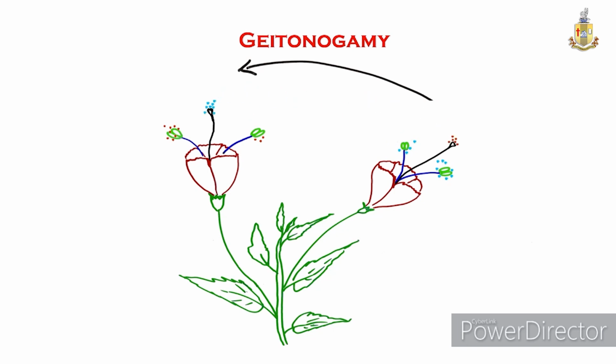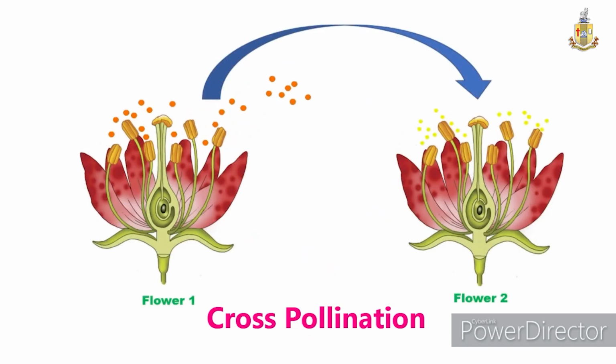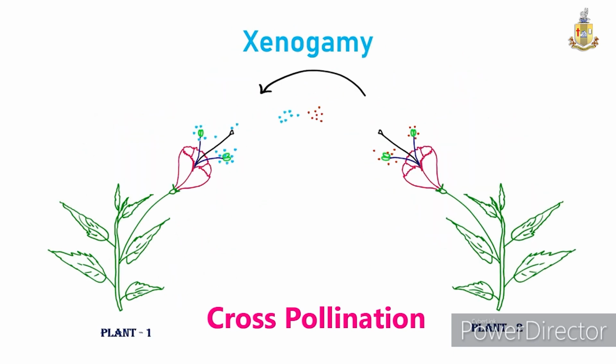same individual. The second major type of pollination is cross-pollination. In this, the plant transfers its pollen grains from the anther of one flower to the stigma of another flower of different individuals. Such type of pollination is called xenogamy.